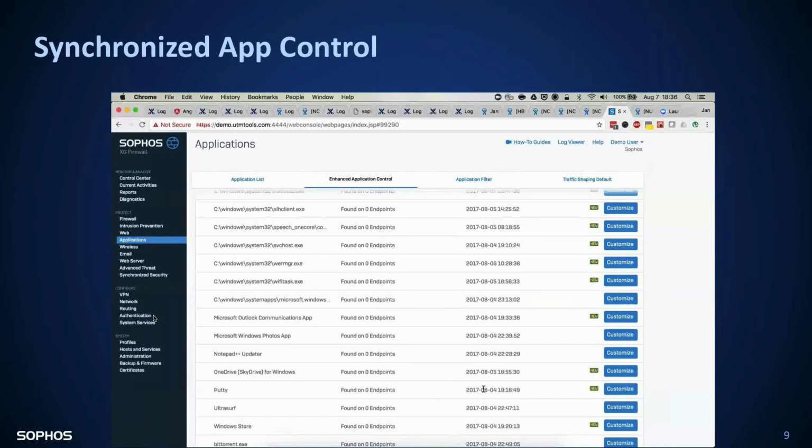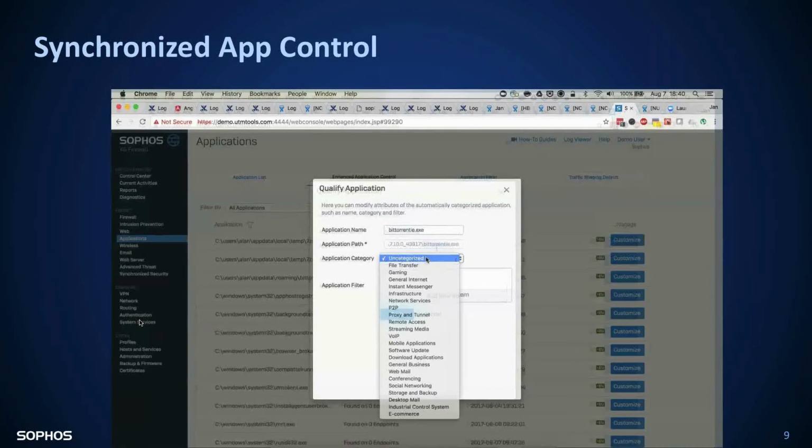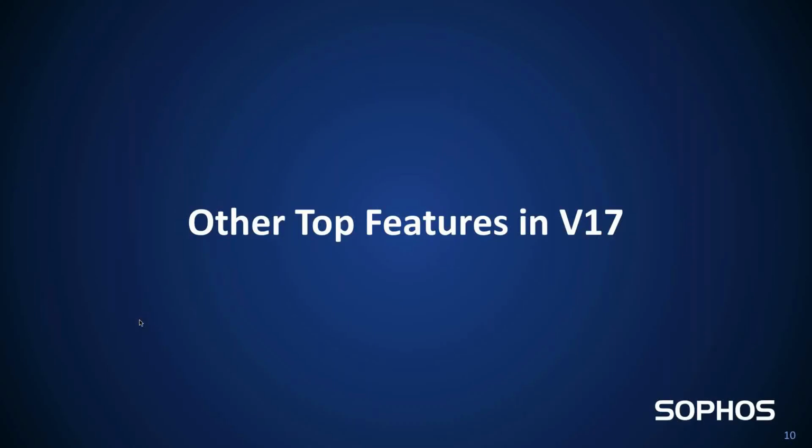From there, we can click on the Customize button, and we get to see the executable path. In this particular case, it came up as uncategorized. So we can drop that down and pick which category we want to put it in. In this case, peer-to-peer would most likely be the most appropriate. By categorizing it, if we have a policy in place to block peer-to-peer or throttle it, or any sort of QoS or traffic shaping, it automatically adds that to that list of applications and puts it in that policy. So really cool.